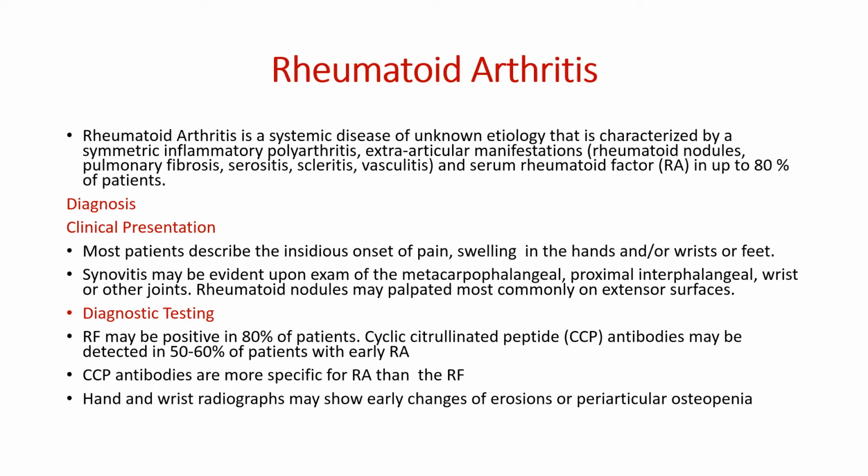Diagnostic testing. Rheumatoid factor may be positive in 80% of patients. Cyclic citrullinated polypeptide antibodies may be detected in 50 to 60% of patients with early rheumatoid arthritis. CCP antibodies are more specific for rheumatoid arthritis than the rheumatoid factor. Hand and wrist radiographs may show early changes of erosion or periarticular osteopenia.